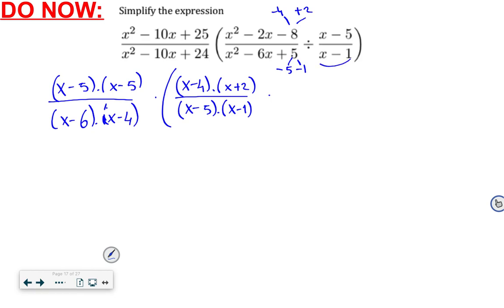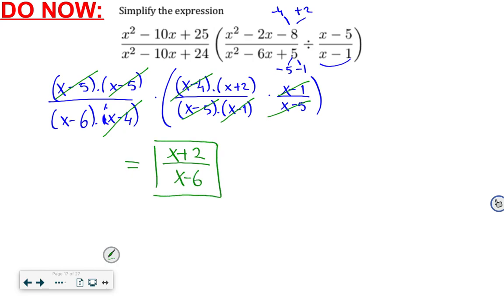You need to flip this fraction: x minus 1 over x minus 5. If we simplify the same factors, for example, x minus 1 will be cancelled out. From here, x minus 5 will be cancelled out, x minus 5 will be cancelled out, x minus 4 will be cancelled. What is left in the numerator? x plus 2, over what is left in the denominator? x minus 6. So this is the simplest form of this rational expression.